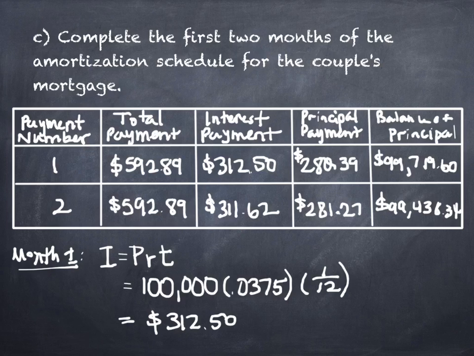So after the first 2 months of this mortgage, you should notice a couple of things. First, the total payment stays the same. Your payment amount is not changing, but your interest payment changes each time. In fact, your interest is slightly less than it was the month before, because you owe slightly less money on the house. And since the interest payment is slightly less, the principal payment is slightly more.